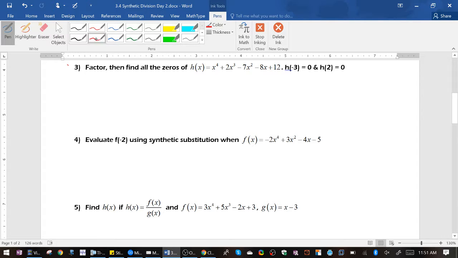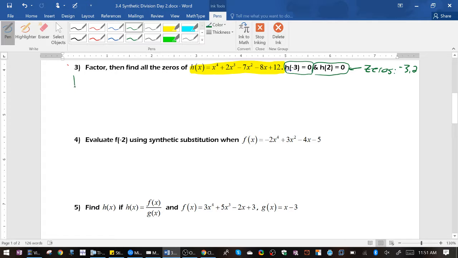Okay, so for problem number 3, they've given us a quartic, so something to the 4th power. Our goal is to make it quadratic, so I need to do synthetic division twice. Now they're helping us out here because they give us two pieces of information. They said h of negative 3 equals 0 and h of negative 2 equals 0. So technically what they're telling us is they're giving us two zeros, one at negative 3 and one at negative 2, to help us along with our synthetic division.